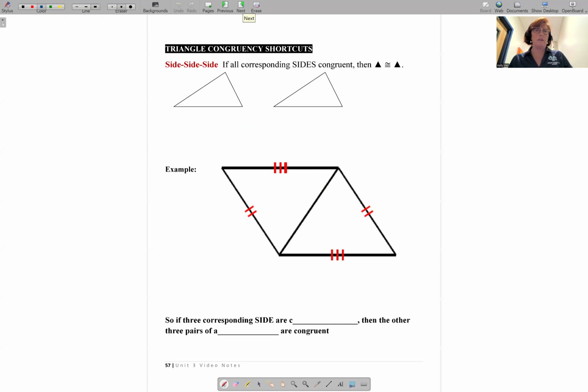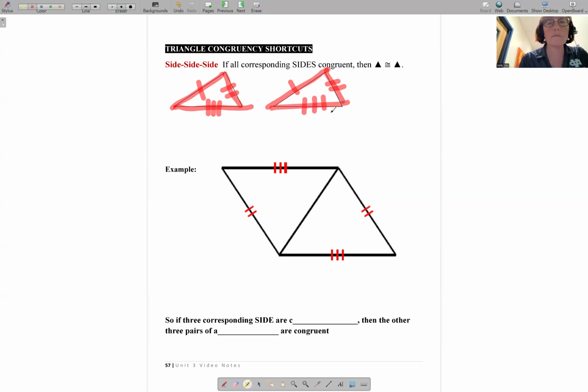Remember, the shortcuts say this. If the triangles are congruent, instead of having 3 pairs of sides, 3 pairs of angles, 6 items congruent, you only have to prove a special set of 3 congruent, and then it forces everything else to automatically be congruent. Your first shortcut is called side, side, side. Side, side, side says if you have 3 corresponding sides congruent, then all the other angles are congruent.